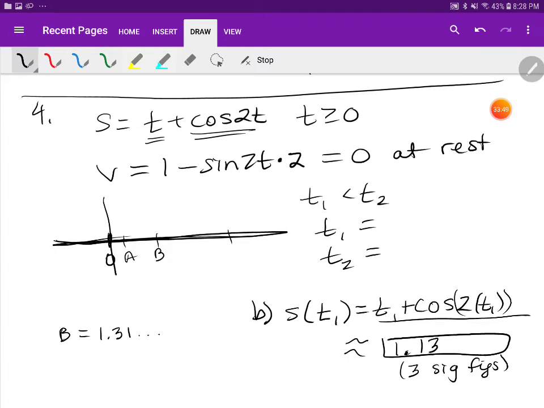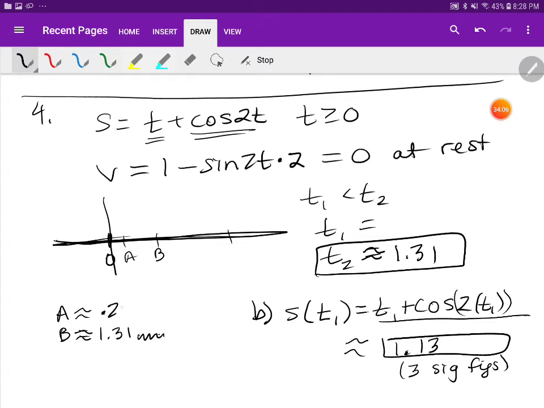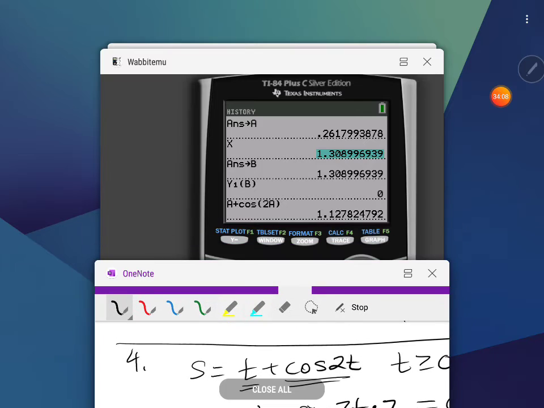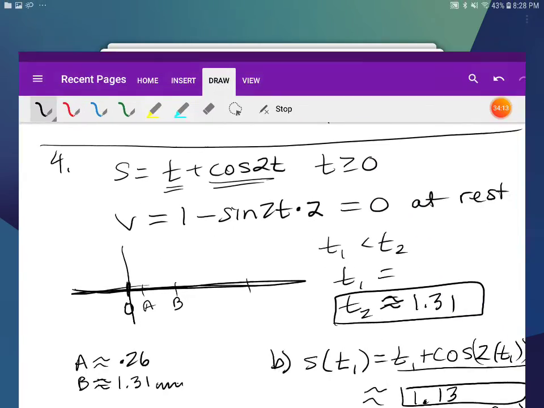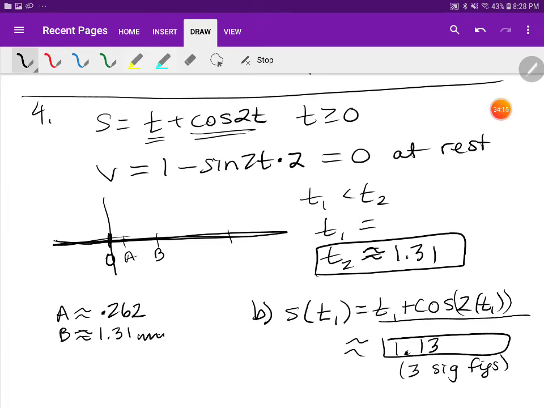Dot, dot, dot. Let's see. No, I think it's like 0.8 dot, dot, dot. So let's round. B is approximately this. So that's T2, 1.31, approximately, to 3 sig figs. And then A was what? 0.26? Okay, 0.261. So 0.262. Okay, and that's also rounded. So that would be this one, 0.262.